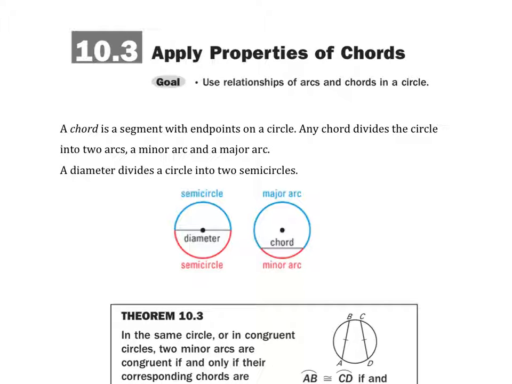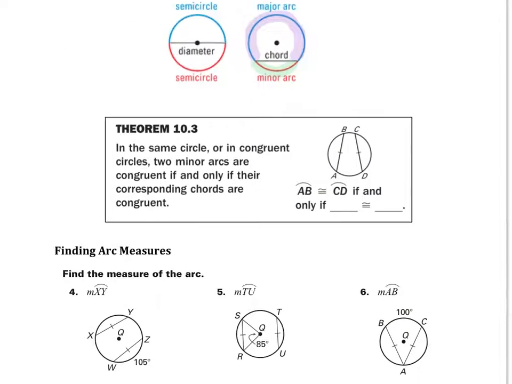Okay, in section 10.3, we're going to use relationships of arcs and chords in a circle. First thing we need to do is review what a chord is. A chord is a segment with endpoints on the circle. A chord will divide the circle into two arcs, the minor arc and a major arc. A diameter, remember a diameter goes to the center, will divide a circle into two semicircles.